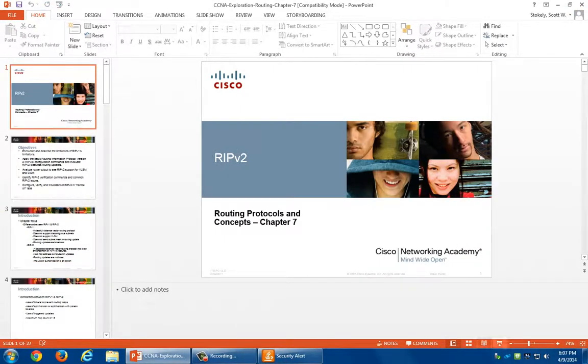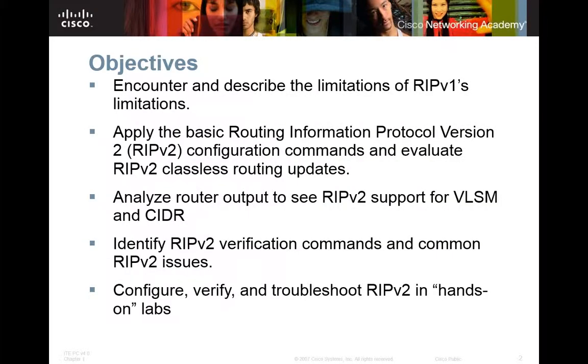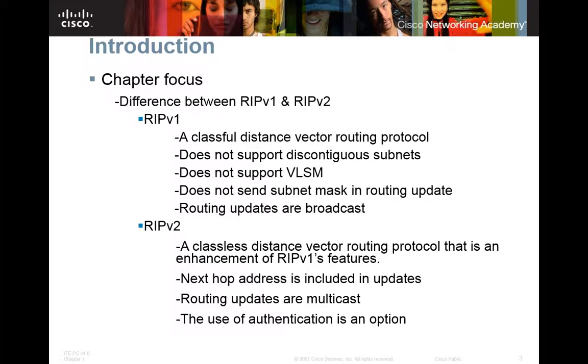RIP version 2. Let's talk about the differences between RIP version 1 and RIP version 2. We're going to show how to use RIP version 2. The cool thing about RIP version 2 is you can use VLSM. Alright? What's the difference? RIP 1 is classful, doesn't support discontiguous subnets, doesn't support VLSM, does not send the subnet mask in the routing table.